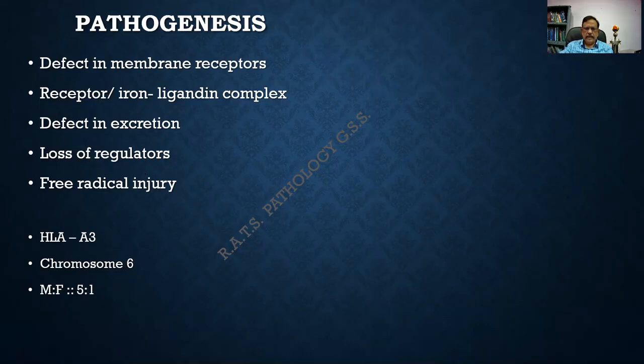Also, there can be a genetic component such as a defect in chromosome 6, or it can be associated with HLA, human leukocyte antigen A3. Males are more commonly affected than females in the ratio of 5:1.